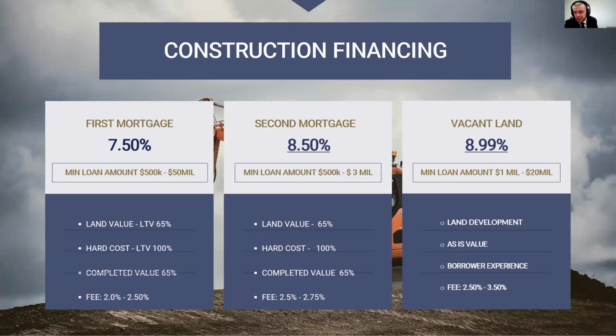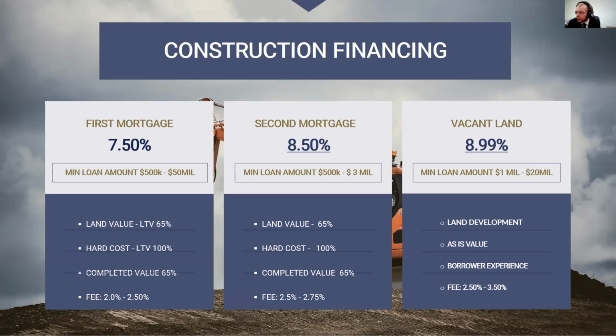For us with rates, our first mortgages start at 7.5%. Our seconds start at 8.5%. And on vacant land, we start at 8.99%. Our loan amounts can get pretty high because we do lend on subdivisions and condominium complexes as well. So that's why you can see our loan amounts can be as high as $50 million.